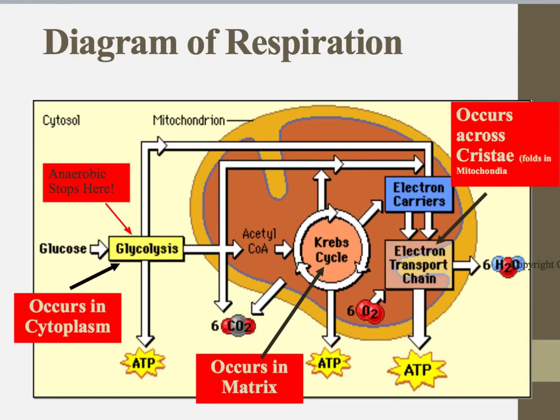So here's a diagram of respiration and how it works. You notice the glucose goes in, and all of it starts with glycolysis, which occurs in the cytoplasm and releases 2 ATP. Anaerobic stops here, whereas aerobic will move to the mitochondria. It will go through the Krebs cycle, which releases ATP, and then it will go through the electron transport chain, which again releases ATP and water.